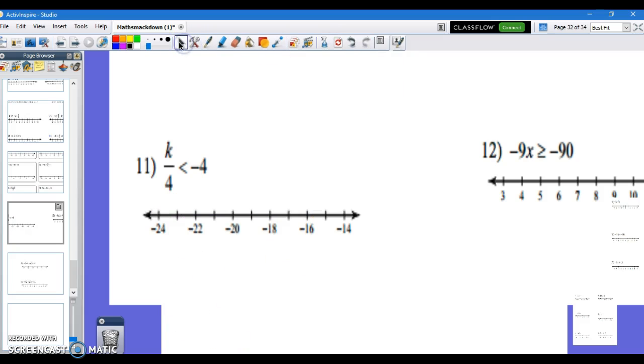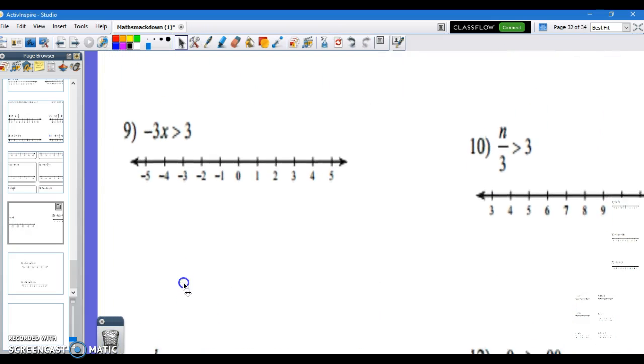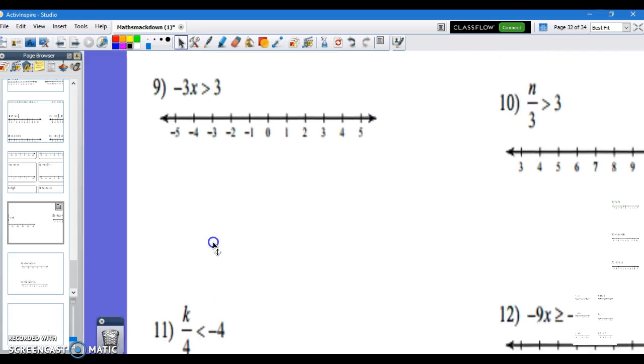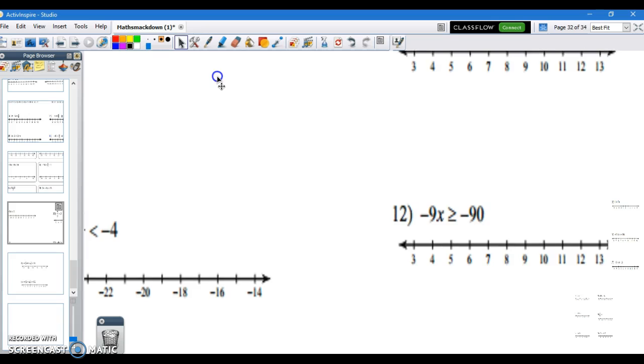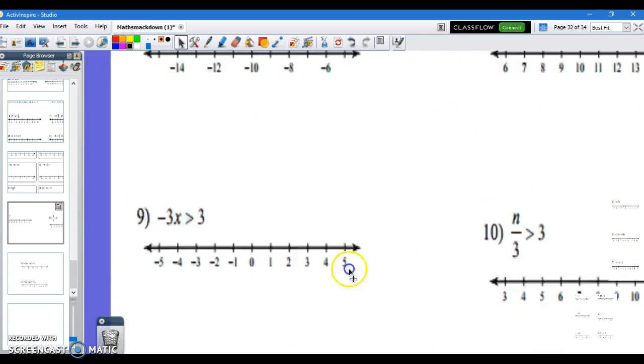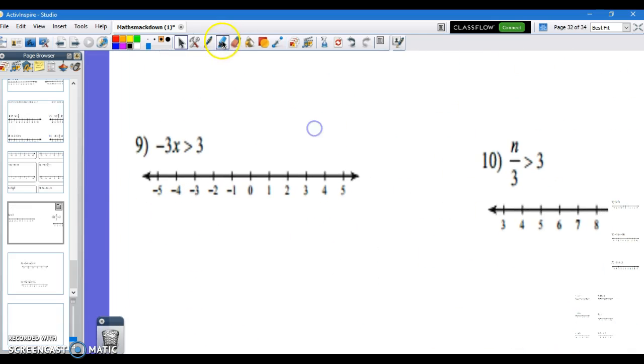And I'm going to do one more. I'm going to go back up to number 9. And number 12 is doing the exact same thing. So these are a little bit special. The reason why I say they're special is because in order to get x by itself, I'm going to have to divide by negative 3. Right? And divide by negative 3.